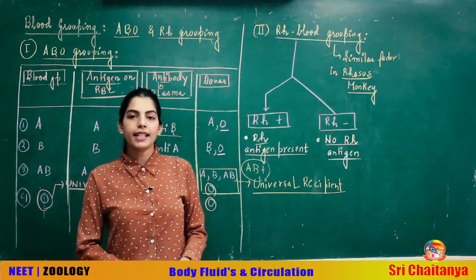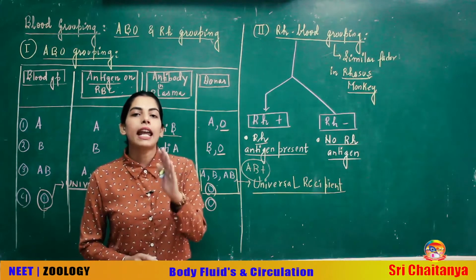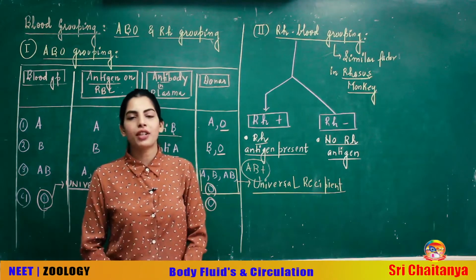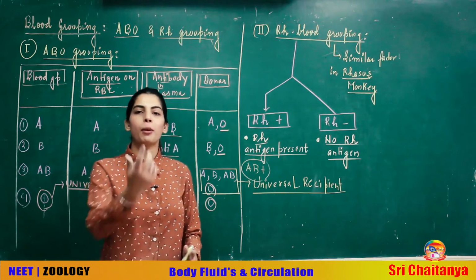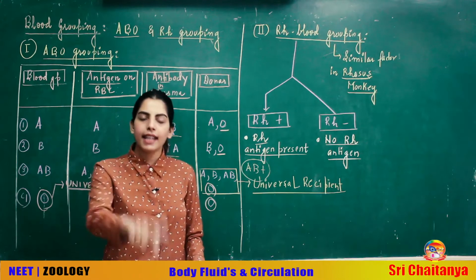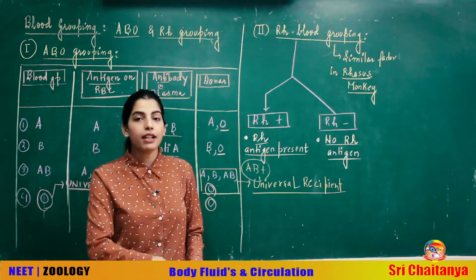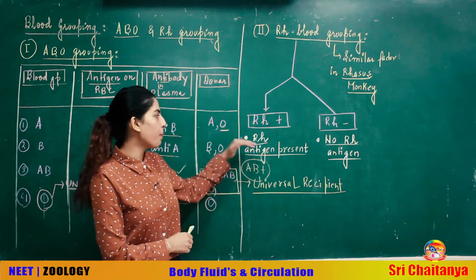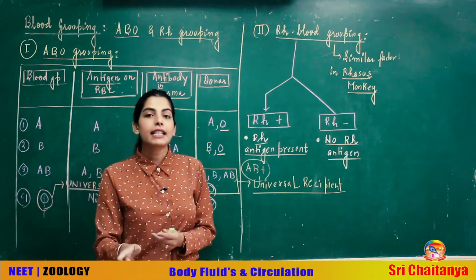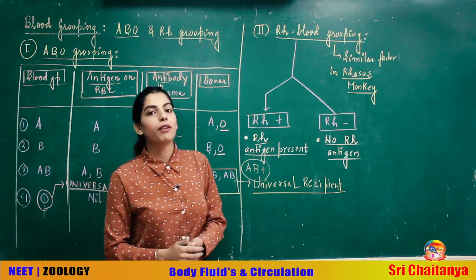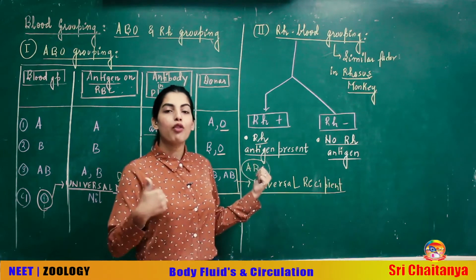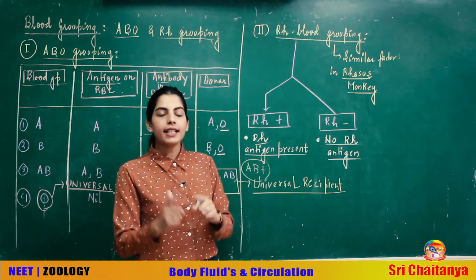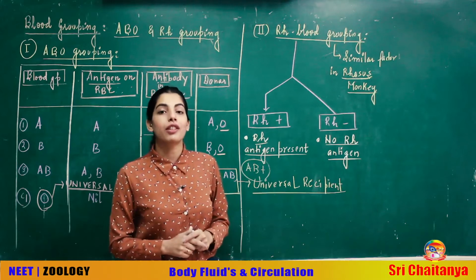Now, why did I say that only AB positive is a universal recipient, not the negative? Because positive can receive blood from positive as well as negative, but negative cannot receive blood from positive. Negative cannot receive blood from positive, because positive means having the antigens, so it will form antibodies. Hence, AB positive is a universal recipient.